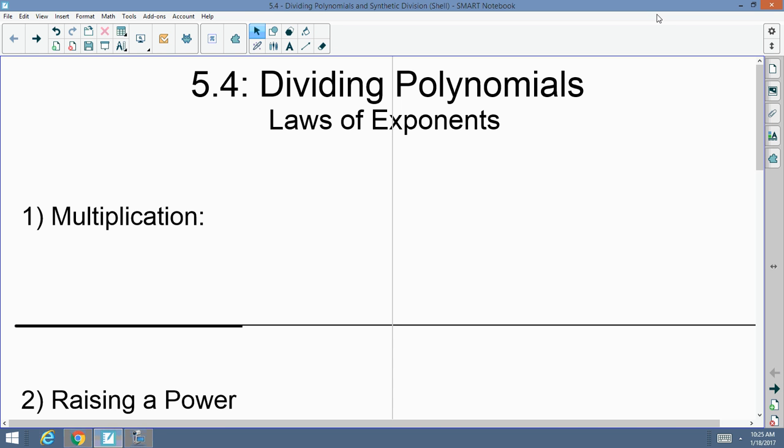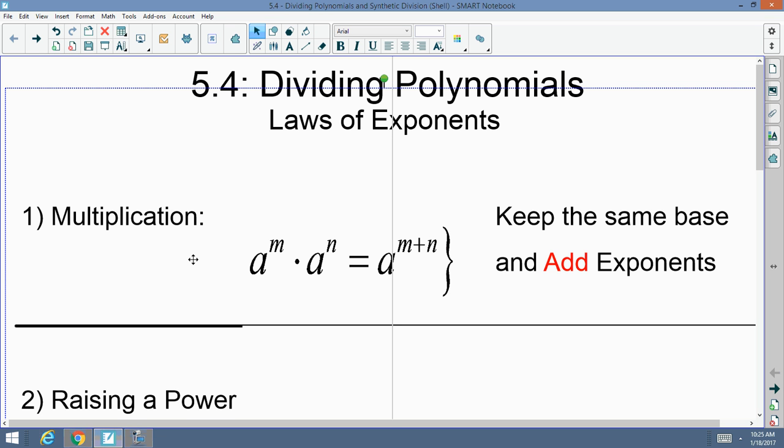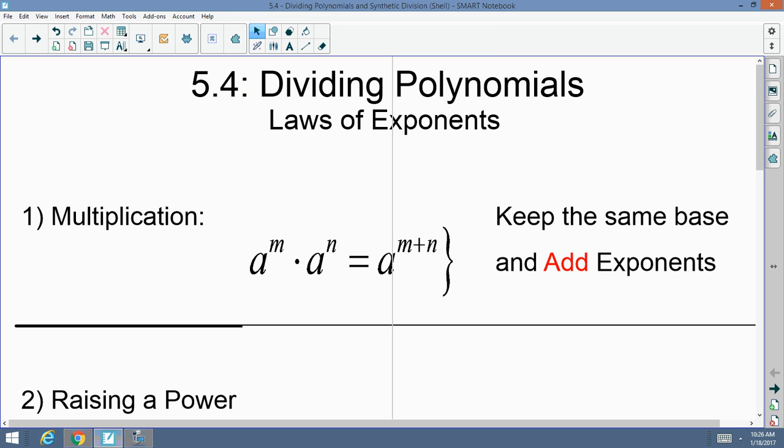First of all, I know I'm a broken record, but I want to continue to make sure that you guys understand the laws of exponents. This is the key to everything in this chapter. If you remember, the law of exponents is a to the m, as in Mary, times a to the n, as in Nancy, equals a to the m plus n. Keep the same base and add the exponents. It's that simple.